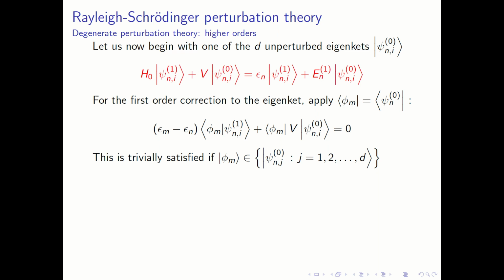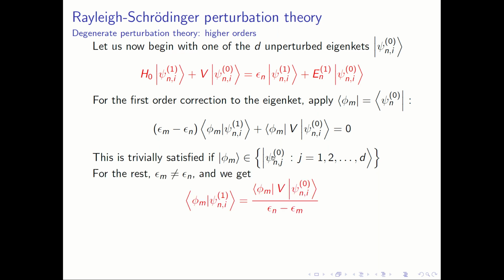But what happens if phi m does not belong to that? So phi m is an H0 eigenket, but it is not one of the psi n0 j's. For the rest, epsilon m is not equal to epsilon n, and you can just simply move this to the other side, divide by epsilon m minus epsilon n and get this. So we get the projection of psi n I1 on phi m simply by this. This looks almost exactly like the non-degenerate result.